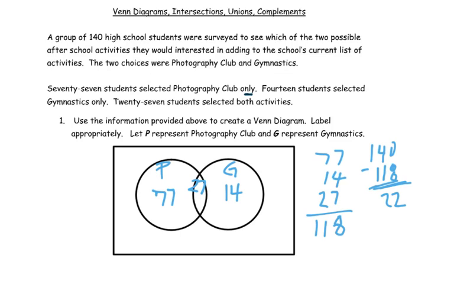So what did they choose? Well, they chose nothing. And so because of that, they're not going to be in photography. They're not going to be in gymnastics. So they're not going to be in both. So they're going to be on the outside of our Venn diagram. They're going to be in the section that did not choose either of the two activities. All right, our Venn diagram is complete. We finished it up, so let's look further on down the worksheet.